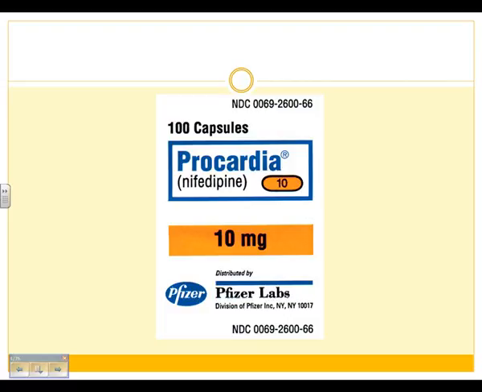Does anybody know what Procardia is? It is a heart drug. But does anybody know what the off-label use for it is? Off-label use. The reason we would use it, that it's not really in the drug book. Preterm labor. We use Procardia for preterm labor. It's a smooth muscle relaxant. The uterus is a smooth muscle.